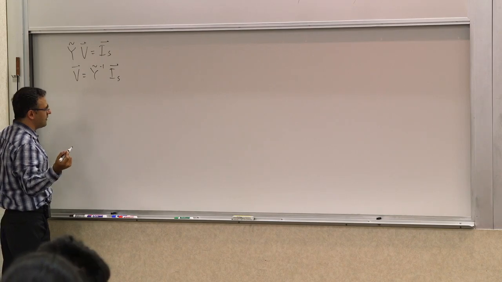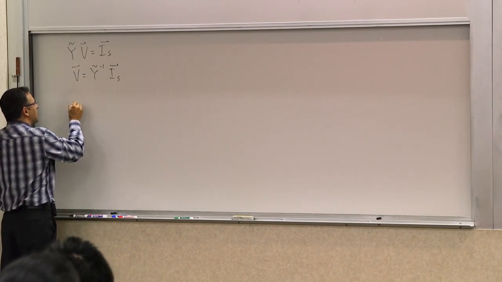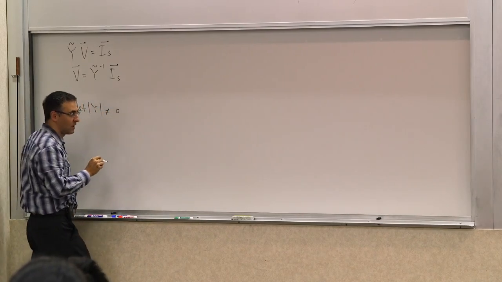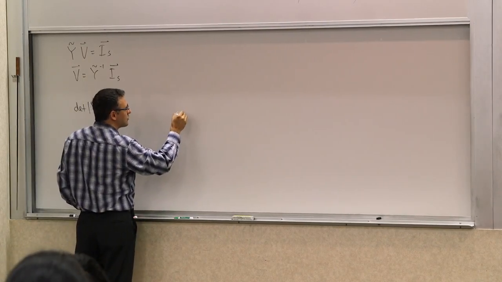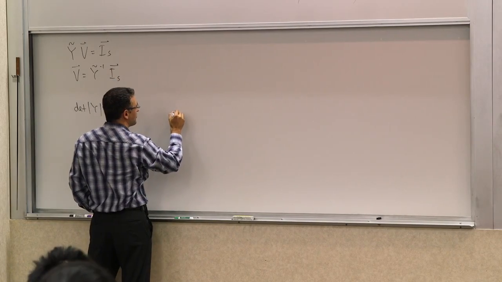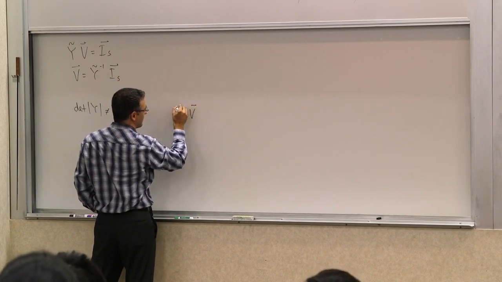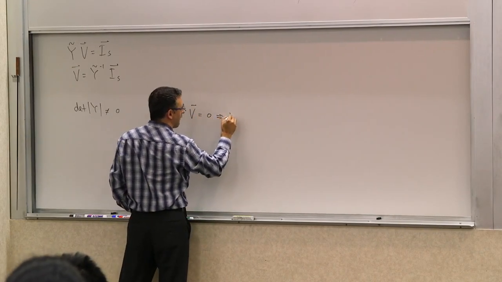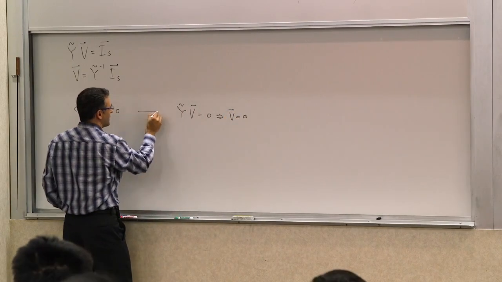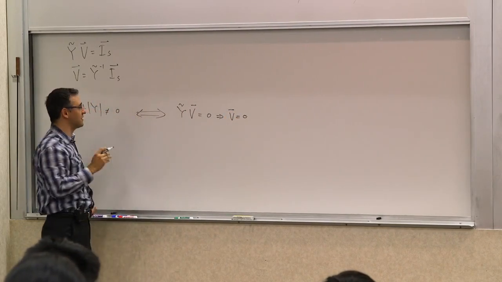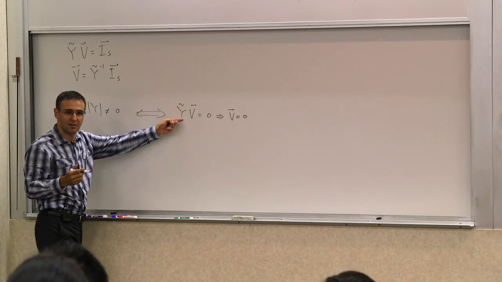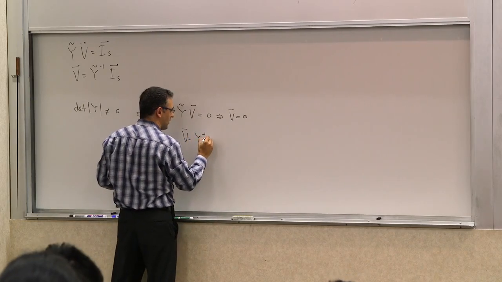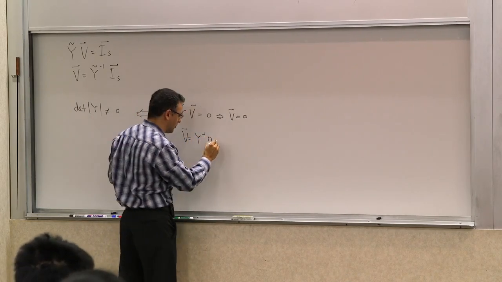So let me ask you this question. If the determinant of Y is not 0, that means that the solution to, if we get rid of the I, Y V equals 0, is always that V is identically 0. These two things mean the same thing. As long as the determinant is non-zero, it means that you can invert this, right? And if you can invert it, it means that you can calculate V by applying the inverse to 0, which gives you 0.